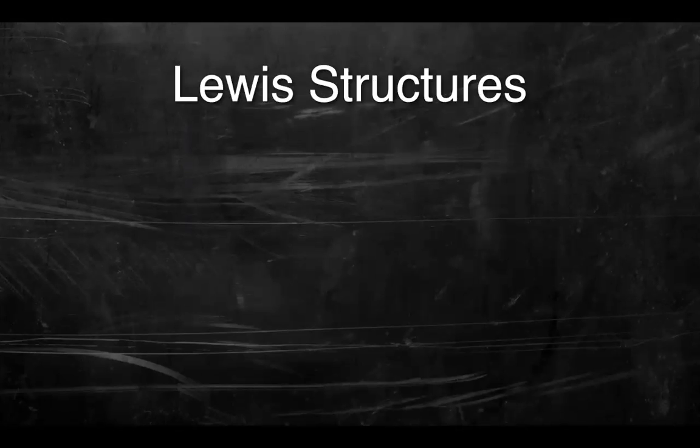So the main idea for today is Lewis structures. Lewis structures are basically using electron dot notations in order to show the structural formula. Now, we've seen molecular formulas like H2O, but we haven't seen structural formulas to actually show you how the atoms are arranged.